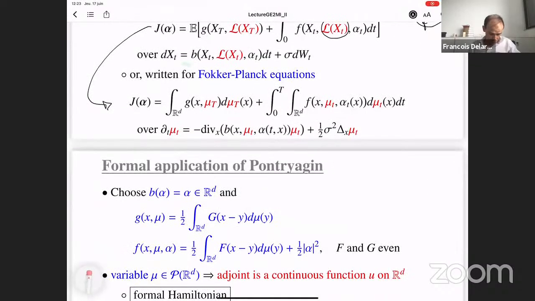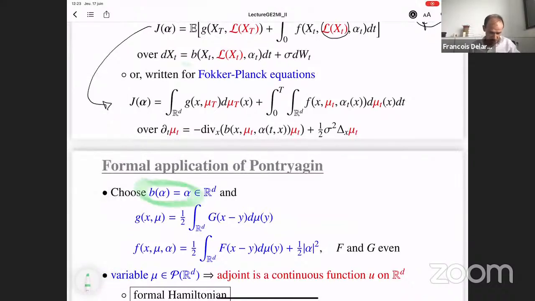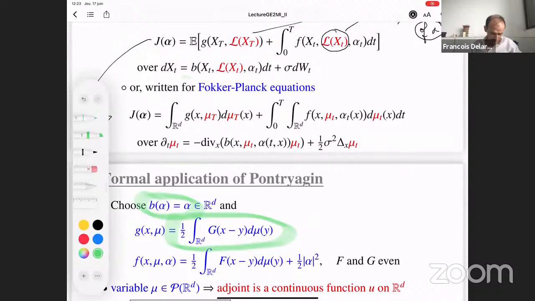So the example that I have been discussing so far is b(alpha) equal to alpha. So this is the same example as before. You just tune the velocity of the particle, think of optimal transportation. And this is the same type of cost as the one I had. And so, if you prefer, let me write this properly.